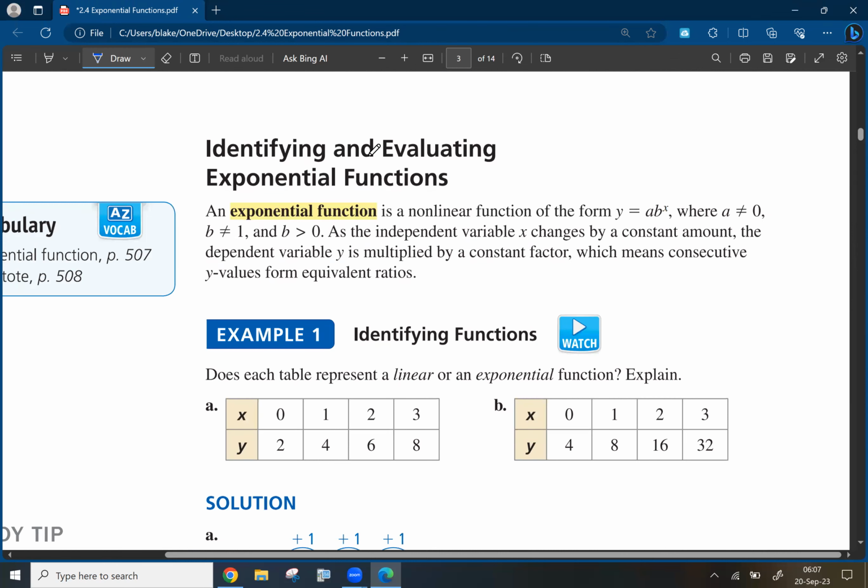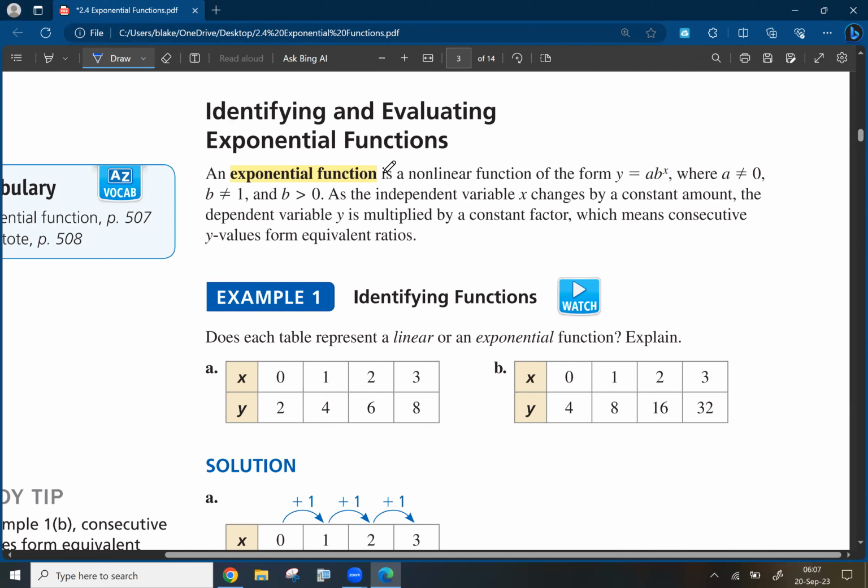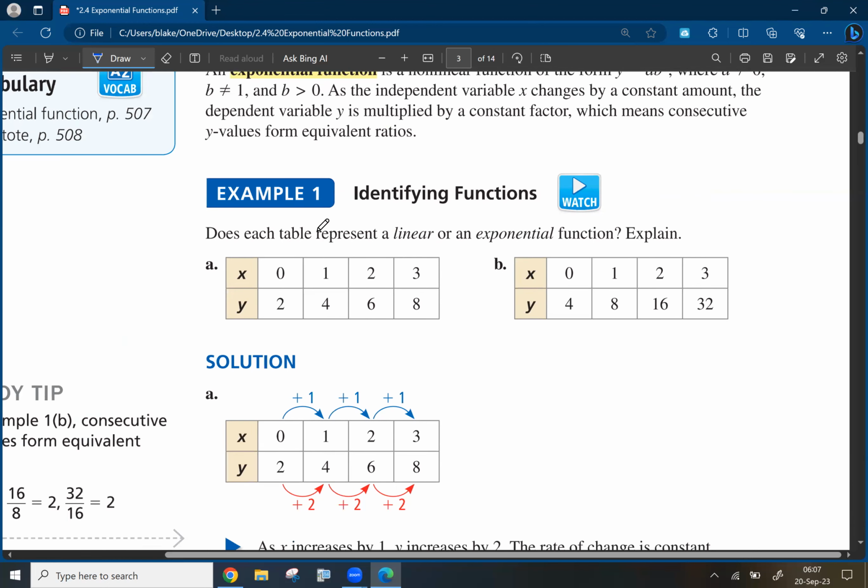All right. Identifying and evaluating exponential functions. Here's where we get to the examples that you're going to see on your skill check and on next week's test. We already talked about the definition of an exponential function. Remember, the independent variable is x, and the dependent variable is y. All right, anyway, we knew this.